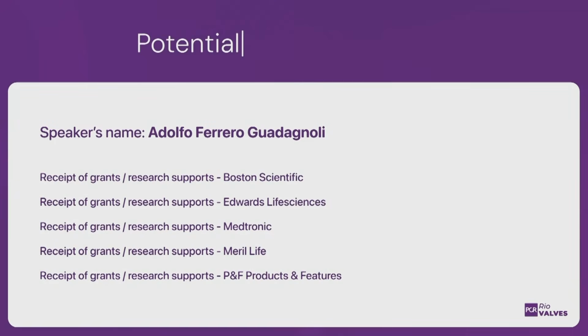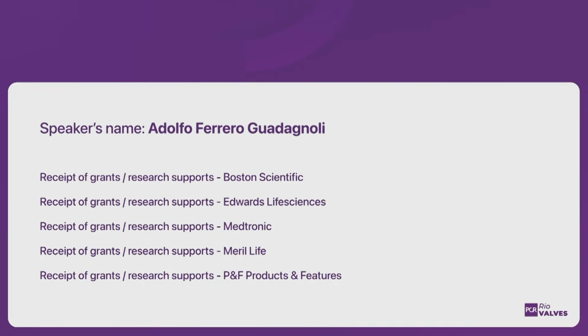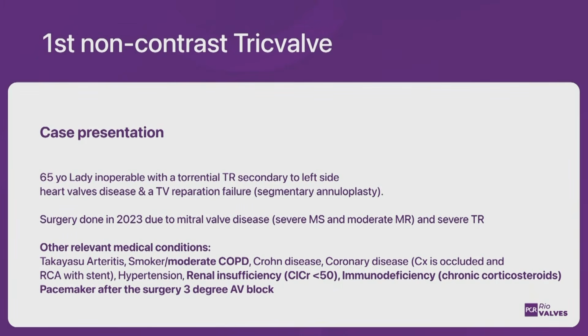These are our conflicts of interest. The case is a 65-year-old lady, totally inoperable, with a torrential TR secondary to left-sided heart valve disease and a tricuspid valve repair failure, a segmentary annuloplasty plus a pacemaker lead across the tricuspid leaflets. The surgery was done in 2023 due to mitral valve disease, severe mitral stenosis and moderate mitral regurgitation, and severe TR. The operation was a mitral replacement with a mechanical valve and a tricuspid repair with this segmentary annuloplasty.